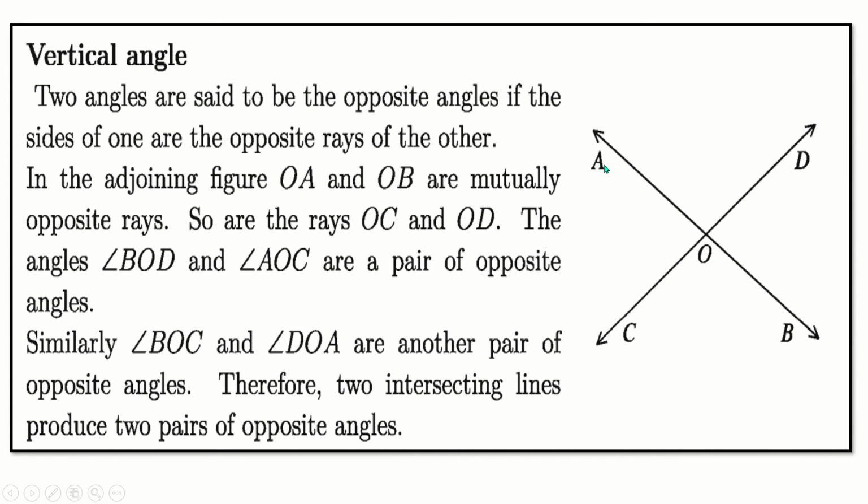Therefore, the angles BOD and EOC are a pair of opposite angles. Similarly, BOC and DOA or AOD are another pair of opposite angles. Therefore, two intersecting lines produce two pairs of opposite angles. That means the vertical opposite angles AOD and BOC are equal. Also AOC and BOD are equal.